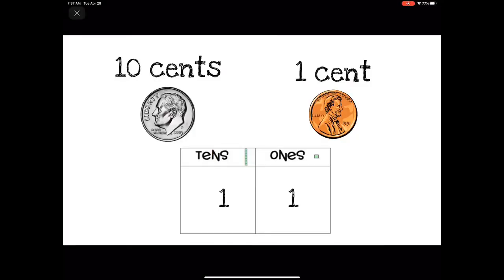Today we are looking at place value as money. So remember when we talked about dimes and pennies and how much each of them are worth? A dime is worth how much? 10 cents. And a penny is worth how much? 1 cent. So it's like a dime is a bundle of 10 and a penny is like a 1. So if I have 1 dime, I have 1 10. And if I have 1 penny, I have 1 1. So a dime and a penny is 11 cents.